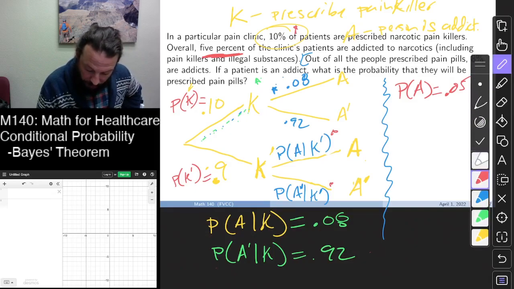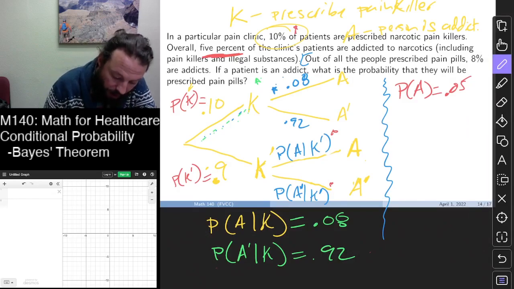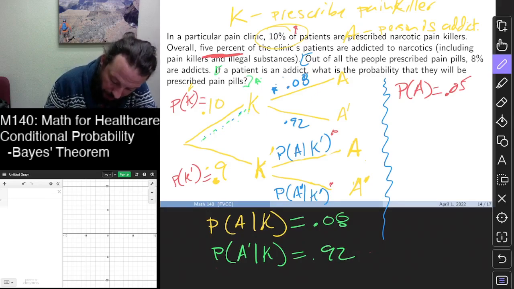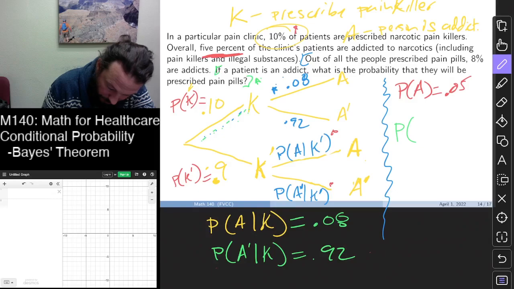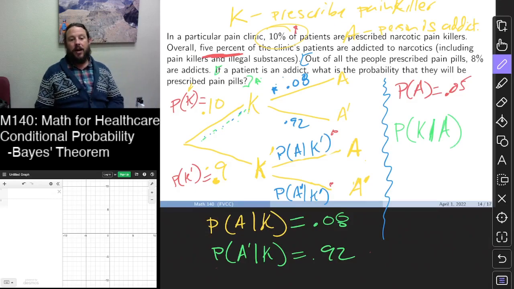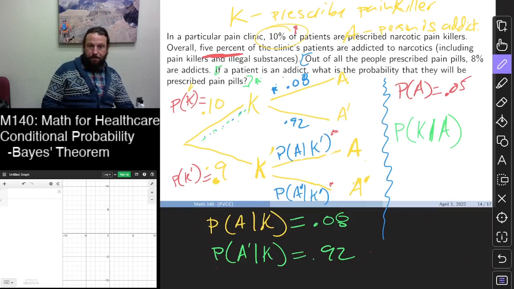What are we being asked for? That's the next thing we want to double check here. If a patient is an addict, what is the probability that they'll be prescribed pain pills? Okay, so that's the probability that someone is prescribed painkillers given that they are an addict. Now, we're not given that. We have to find it, okay?